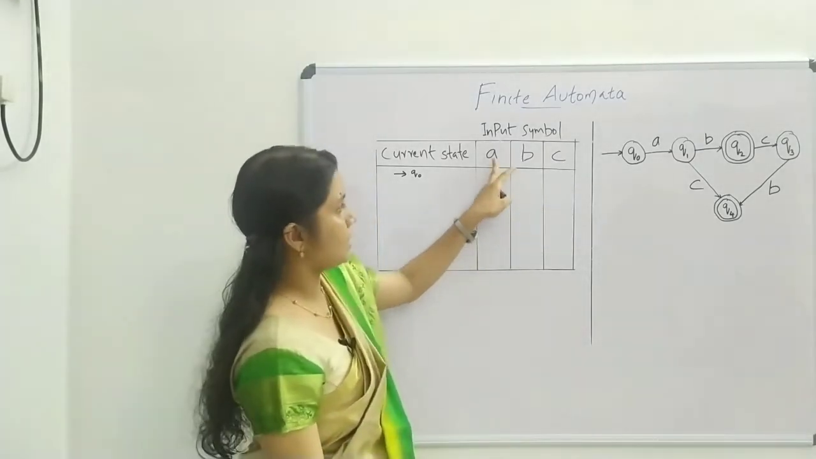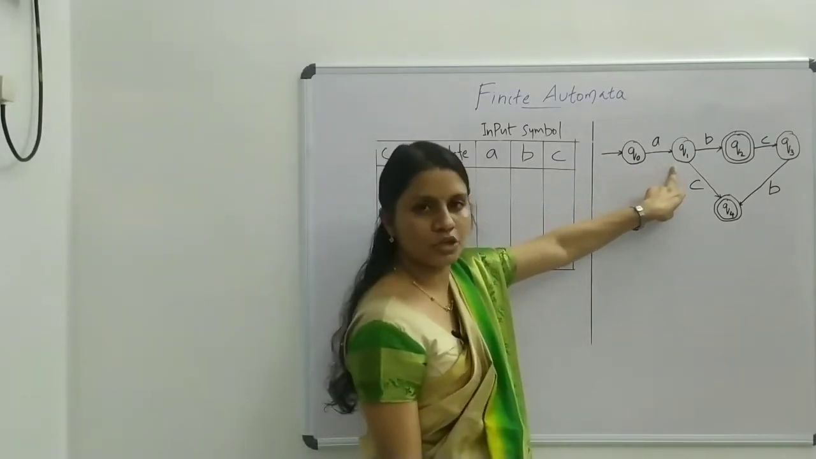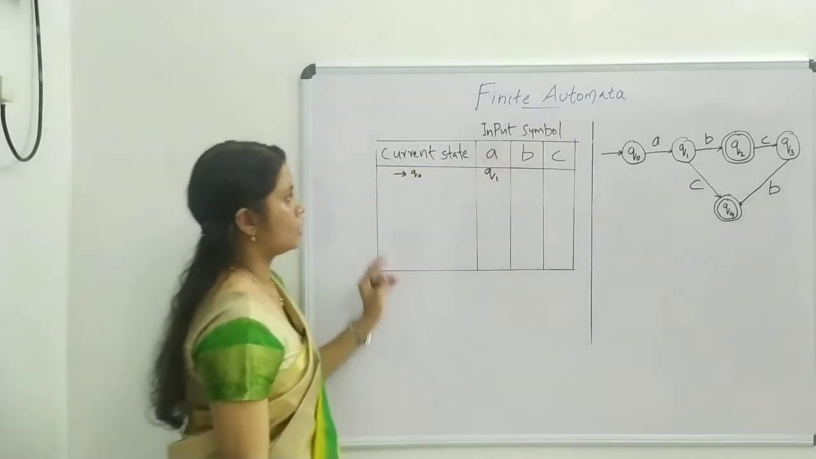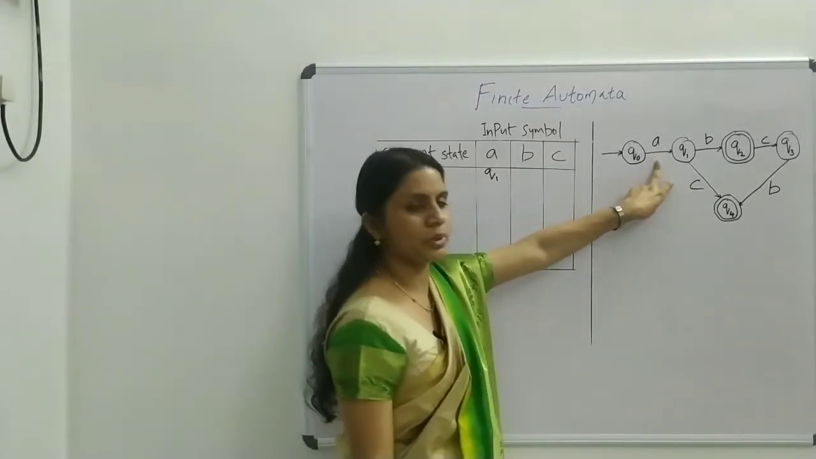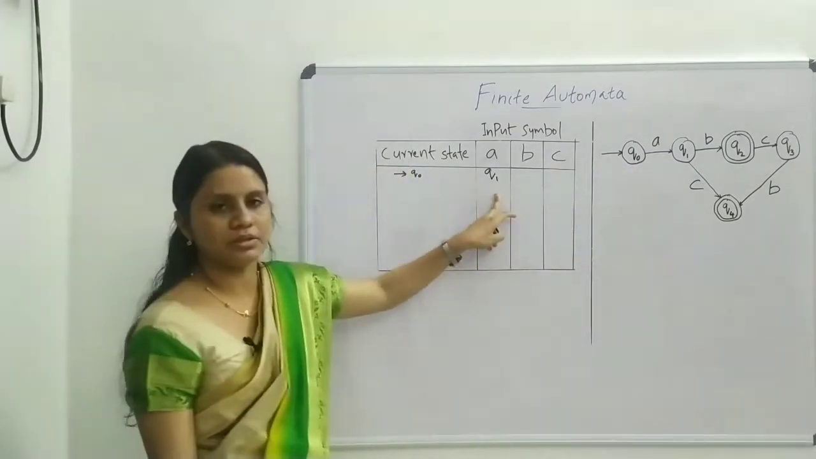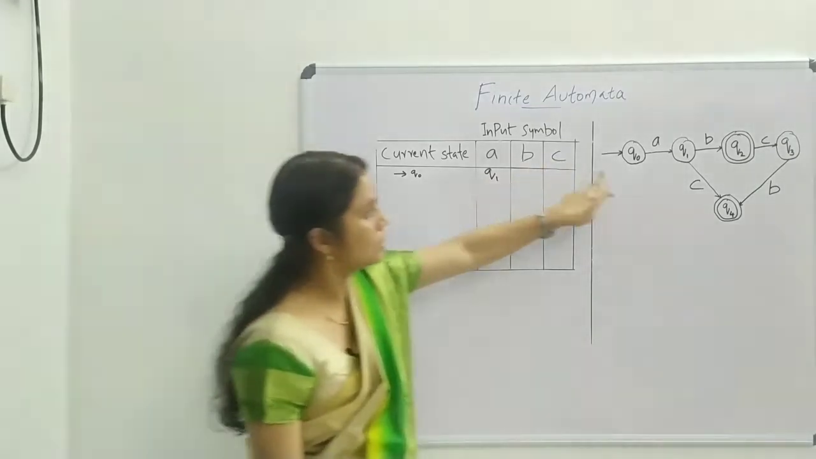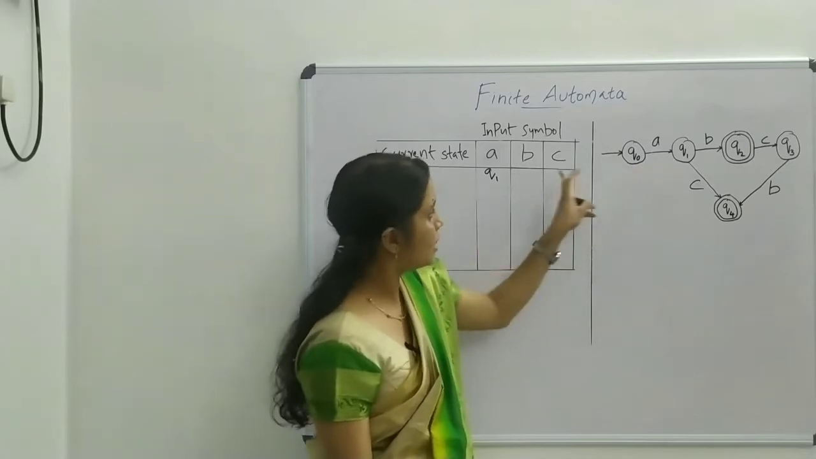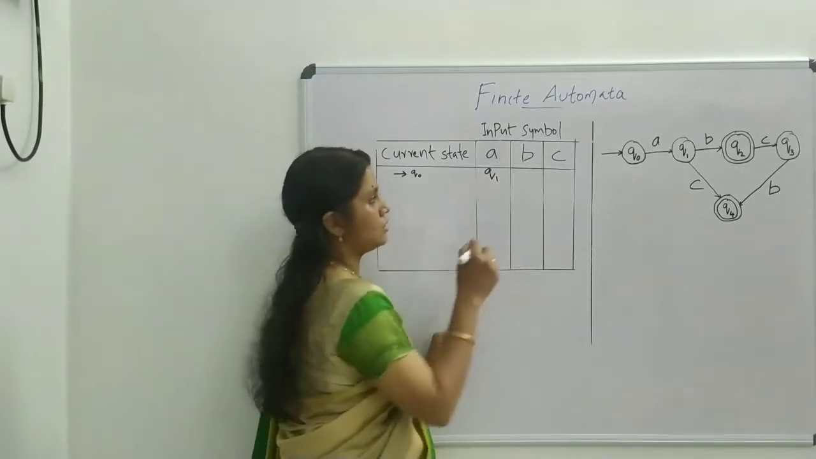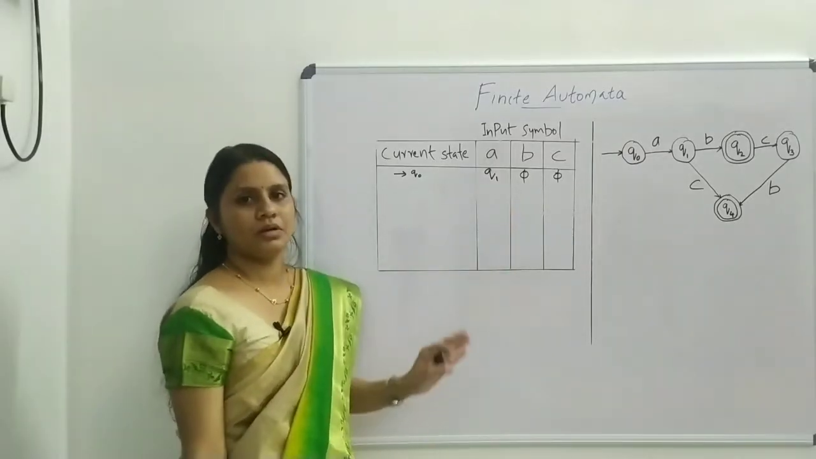Q0 on the input symbol A, the transition function moves to the state Q1. So the state is Q1. Q0 on the input symbol A moves to the state Q1, so we represent that. Then is there a transition for Q0 on input symbol B? No. Q0 on B there is none, and likewise Q0 on C also none. No transition, so we represent it with null. No transition.